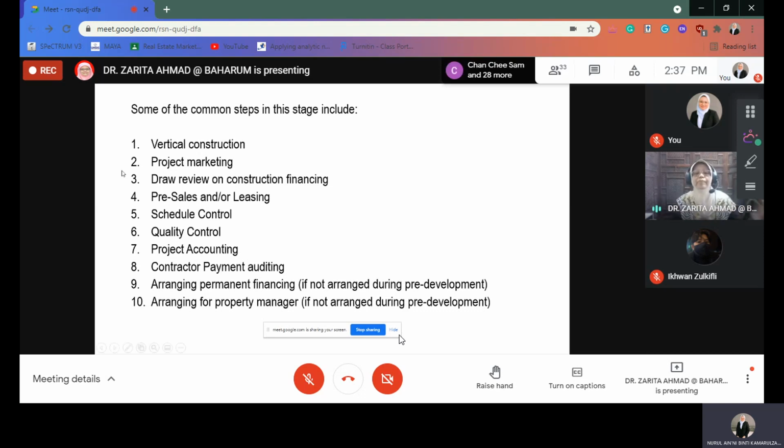Okay, you're talking about pre-sale leasing. You're talking about controlling quality, accounting, etc. So all these need to be done in these particular stages. You cannot say marketing waits until the building is finished. If you wait until the building is finished, you end up with no tenants.